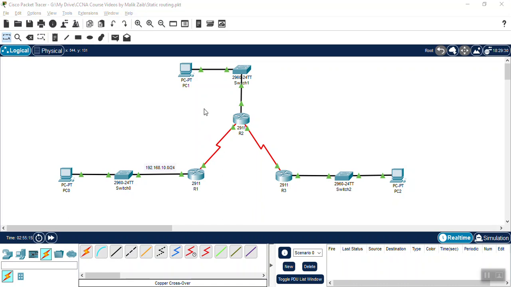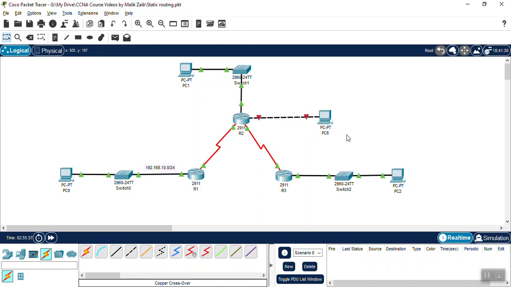route for that network? Okay, so first of all we will add one network here with router 2 or with router 3. Wherever you want to add, you can add. So I will add one computer here, and I will connect this computer with R2.